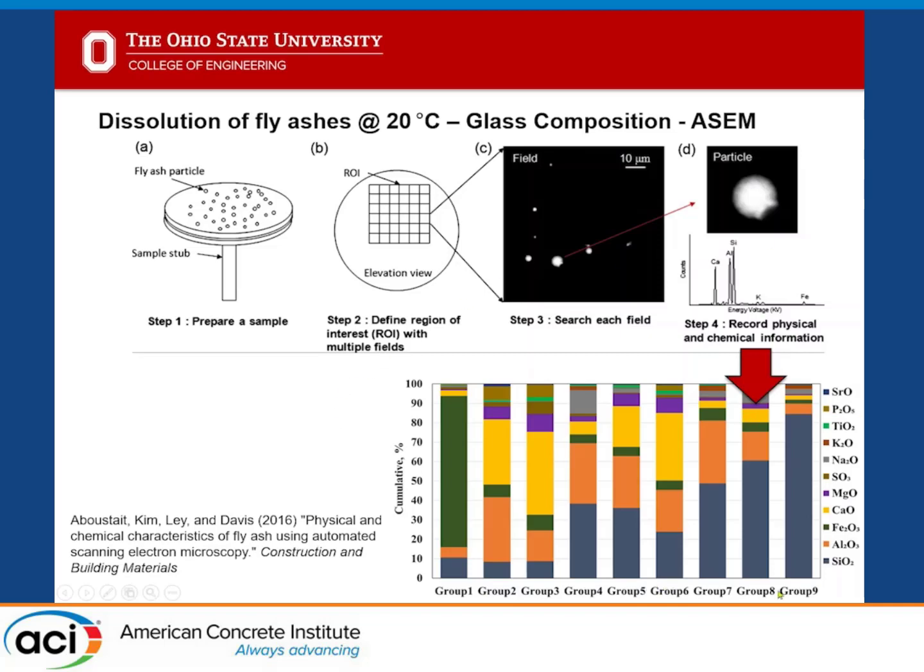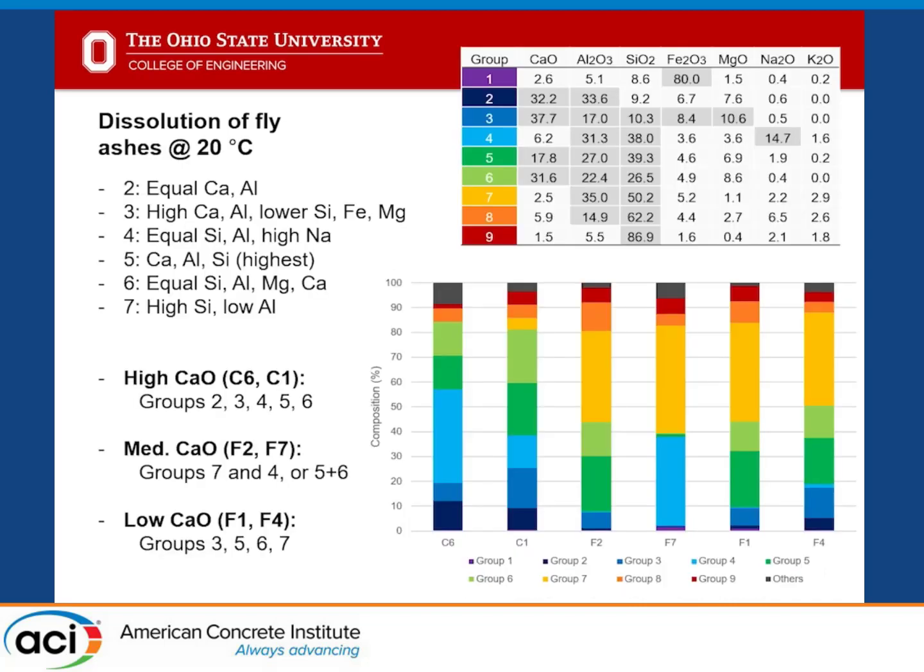So these range from glasses with high iron content, calcium aluminate glasses, and aluminum silicate glasses. So if you want to learn more about the ASEM, which is an amazing technique, I've shown the paper at the bottom here, and I invite you to check that out. But as far as our system goes, we're showing the fast reacting glasses on the left here and the slower reacting glasses on the right. And you can see exactly which groups occurred within each of those ash sets.